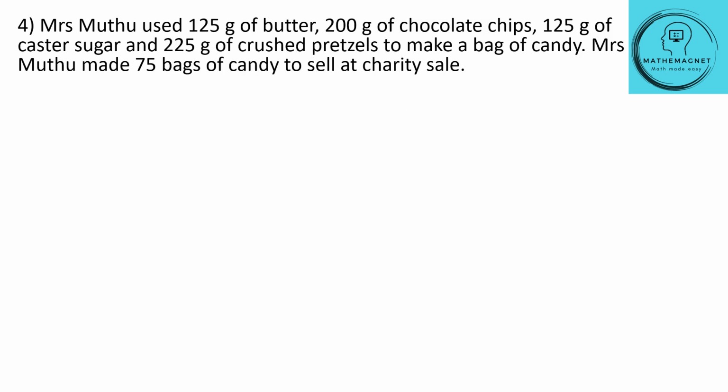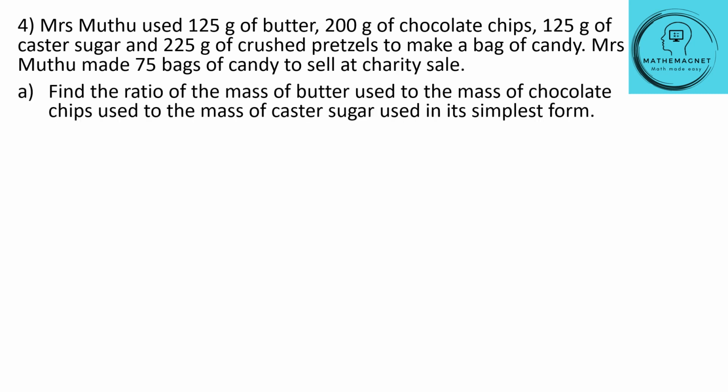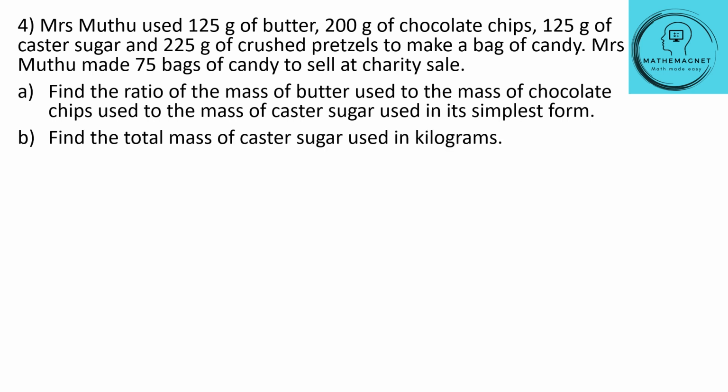Question number 4. Mrs. Muthu used 125 grams of butter, 200 grams of chocolate chips, 125 grams of castor sugar and 225 grams of crushed pretzels to make a bag of candy. Mrs. Muthu made 75 bags of candy to sell at charity sale. Question A. Find the ratio of the mass of butter used to the mass of chocolate chips used to the mass of castor sugar used in its simplest form. And question B. Find the total mass of castor sugar used in kilograms.